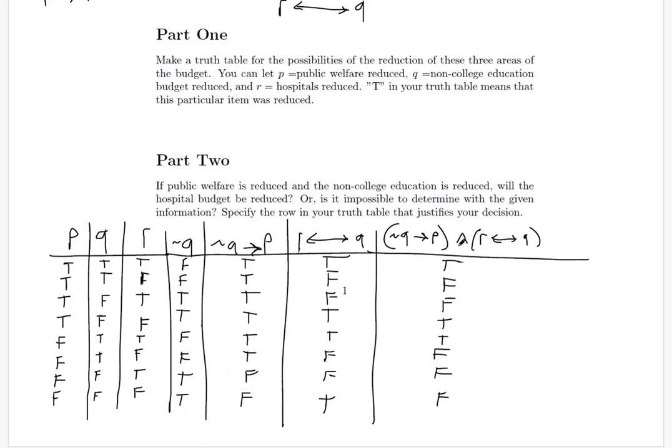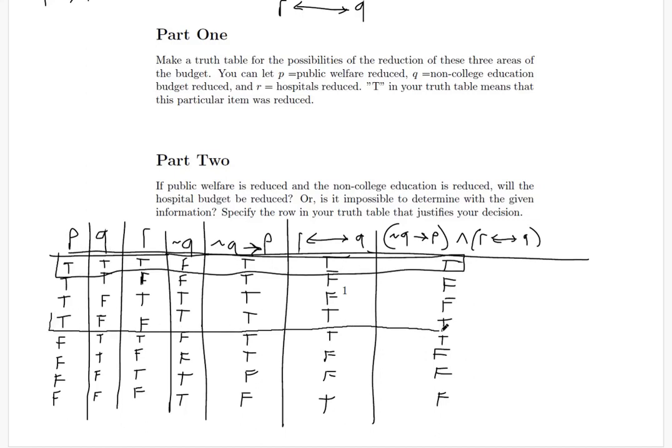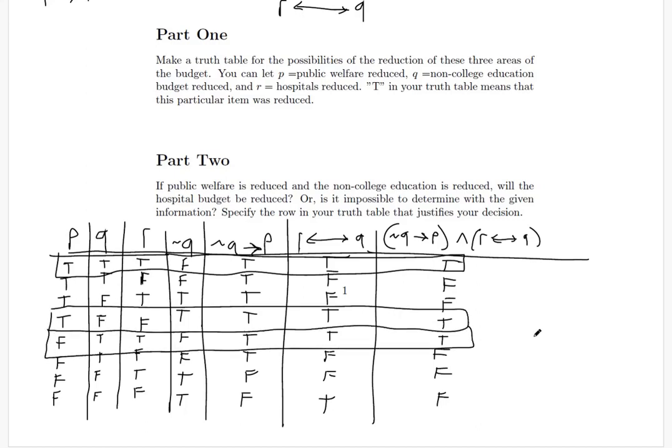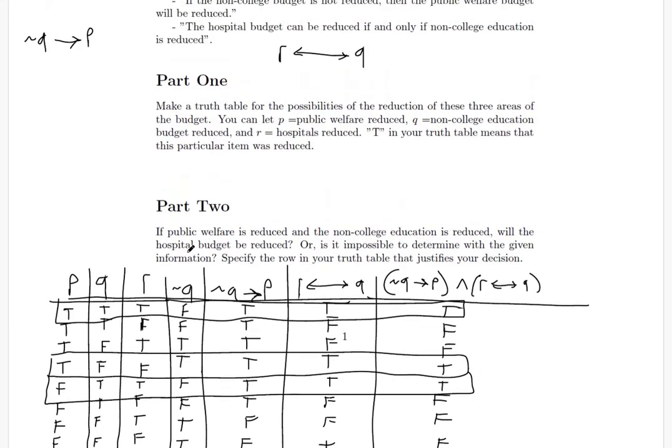All right, so to satisfy the board conditions, what we found out with our truth table is that there's only three possibilities. There's this first row right here. There's this row right here. And there's this row right here. That's the only place where those two statements are true. Okay, so that can help us with part two.